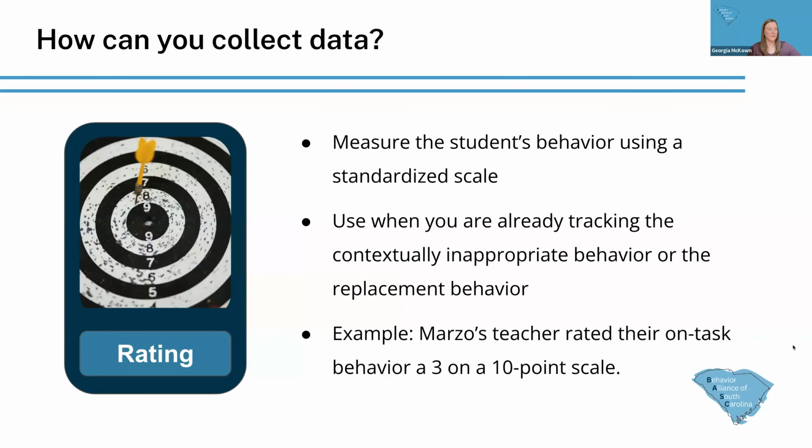We'll start with rating. You would use a rating scale to collect observation data if you're measuring the student's behavior using a standardized scale. You prepare the scale ahead of time, defining what would fit into each of the possible ratings. You use this when you're already tracking the contextually inappropriate behavior or the replacement behavior. An example would be Marzo's teacher rated their on-task behavior a 3 on a 10-point scale.